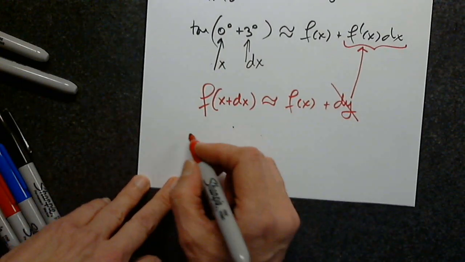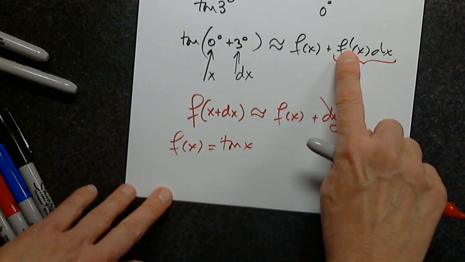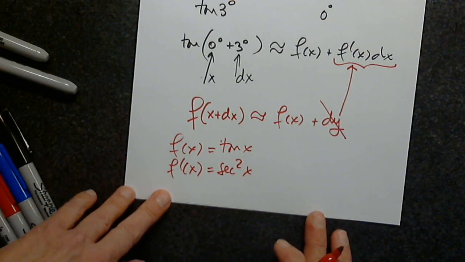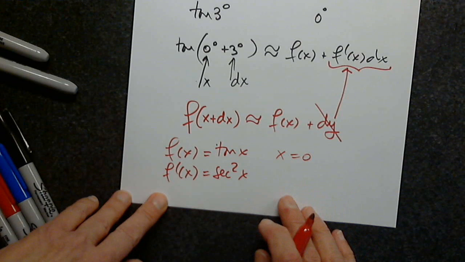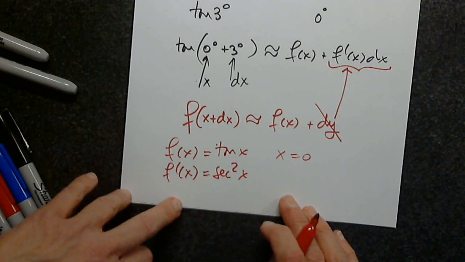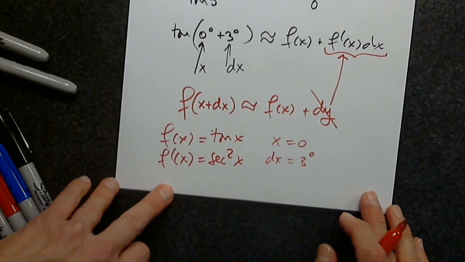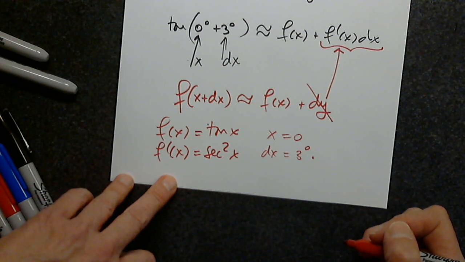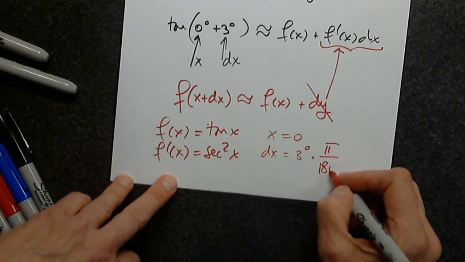So now I have to identify what the function is, and it's clearly tangent x. I will need the derivative, so f prime of x equals secant squared x. Obviously, x is 0 degrees or radians, and obviously dx is 3 degrees, but I can never use it like that. I have to multiply it by 1 degree, which is exactly.